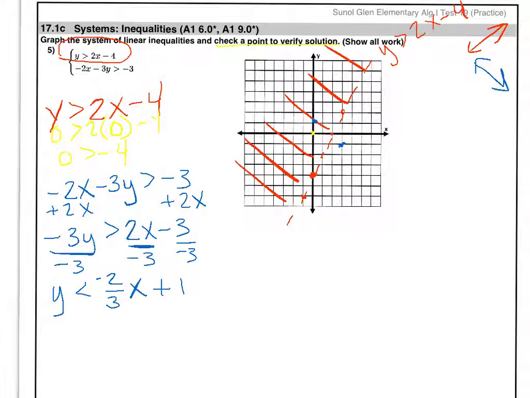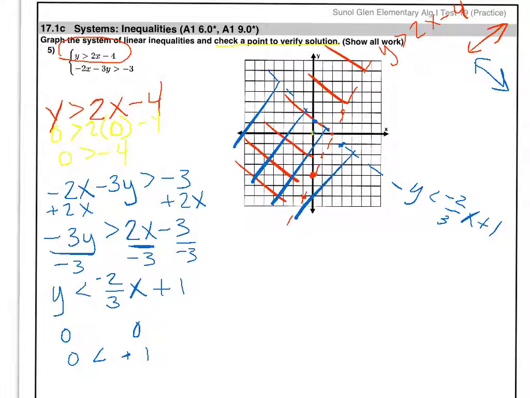But I do need to know if my line is solid or dotted, and it's dotted because this is a less than symbol. So we have our dotted line. And of course I'm going to label my line, because we always need to tell the reader of the graph which line you graphed where. Okay, and now we need to shade it. Y is less than. So I'm going to check that 0, 0 point because it's not on the line. So I'm going to check it again and say, if I have 0 here and I have 0 here, I really end up with 0 is less than plus 1. Is that true? Yes. Which means that I'm going to shade in the direction of that 0, 0.